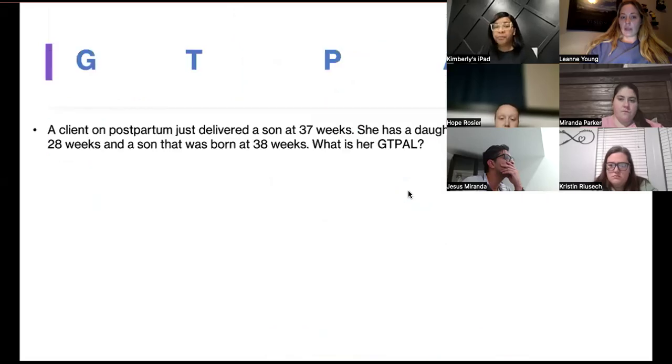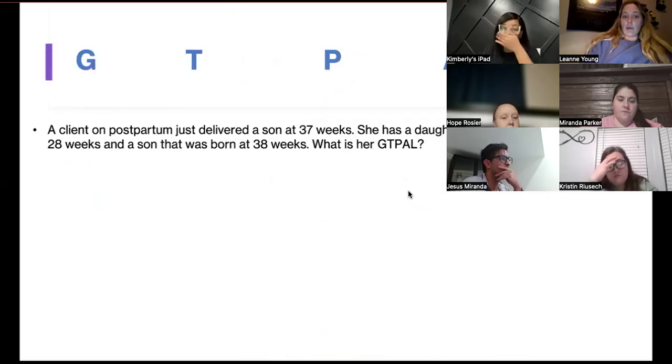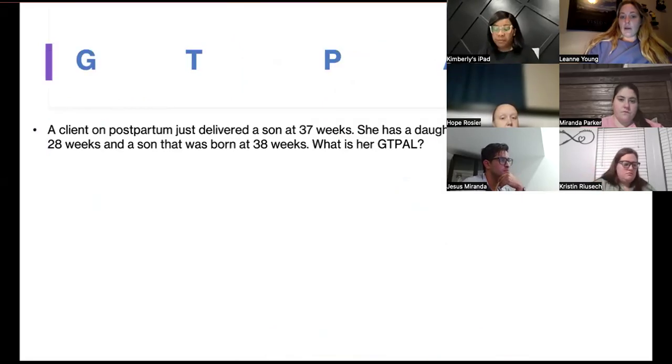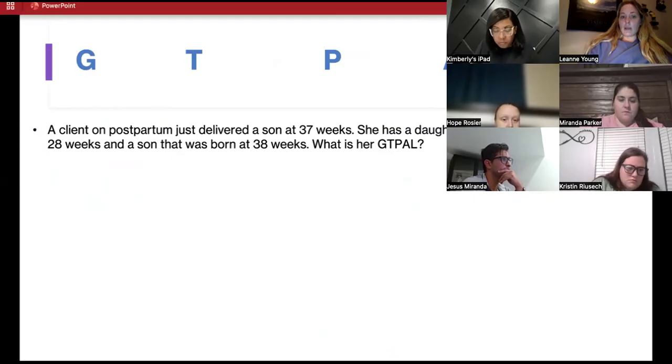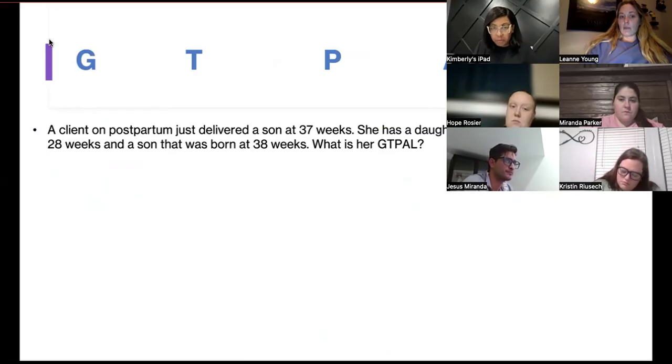So let's go ahead and practice some. A client on postpartum just delivered a son at 37 weeks. She has a daughter at home that was born at 28 weeks and a son that was born at 38 weeks. What is her GTPAL? Let's go through it one at a time. How many times has this patient been pregnant? What is her G? Three.